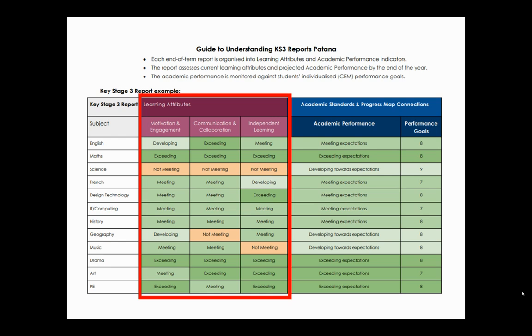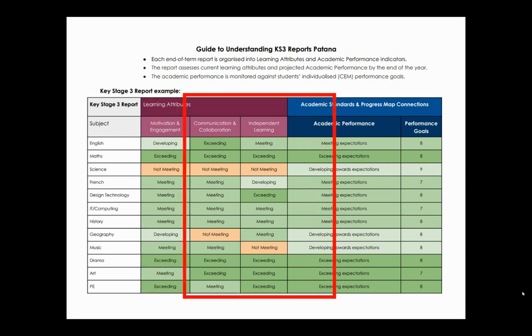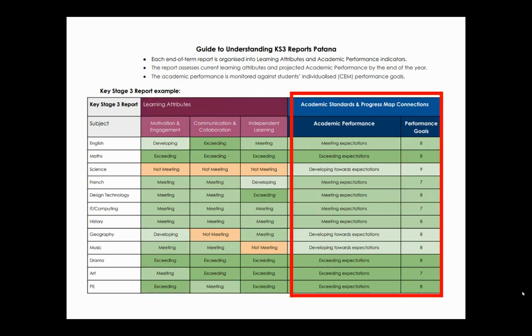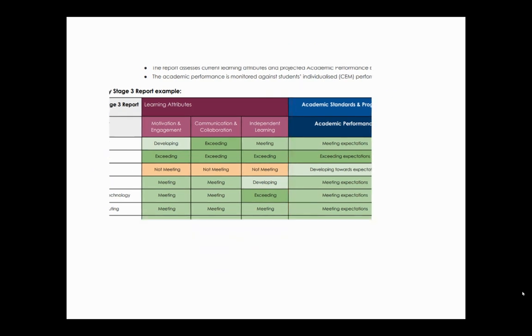On the left is the comment made by the teacher on the learning attributes. On the right is the report on academic performance. We'll start by explaining the learning attributes. The learning attributes reflect the individual subject teacher's assessment on the attitude of the student and how they approach their learning. There are three parts to this.